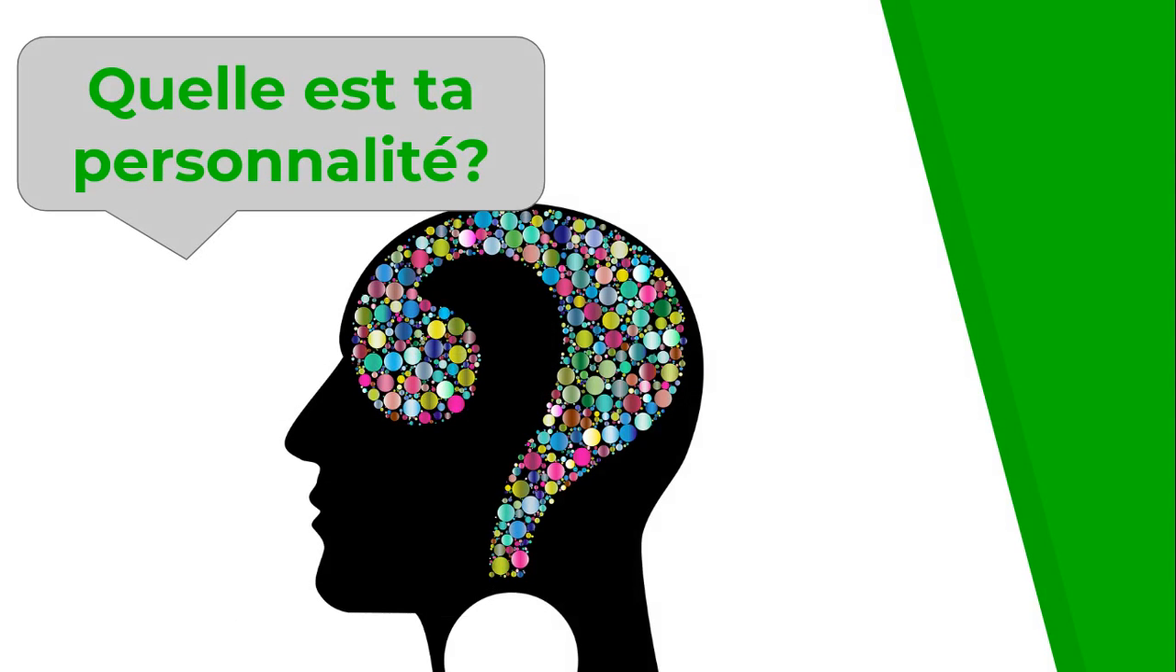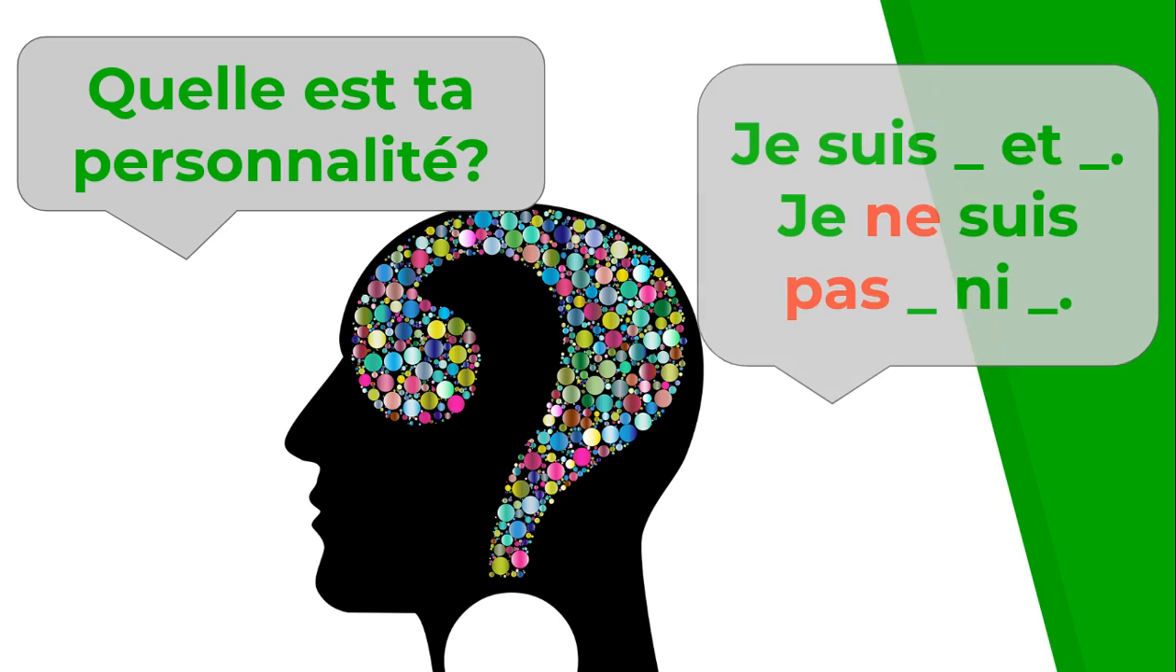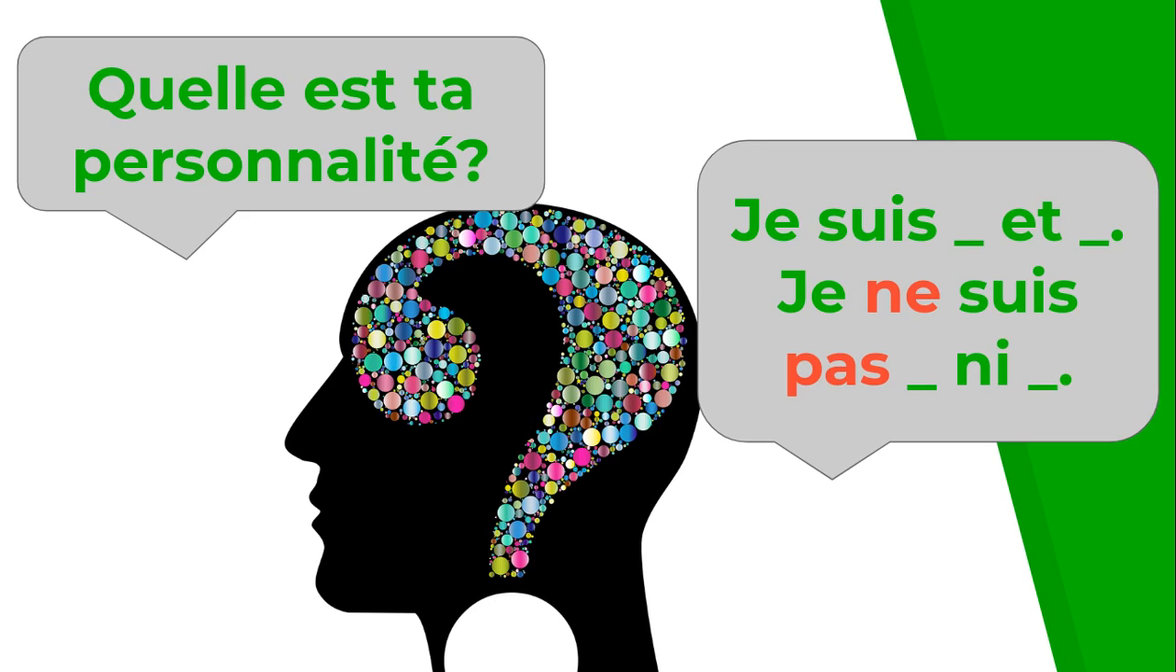Quelle est ta personnalité? Excellente. Répétez encore. Quelle est ta personnalité? Same sentence structure as à quoi ressembles-tu? Je suis. Je ne suis pas. And we're adding et and ni, combining sentences, being creative if we want to get a four.